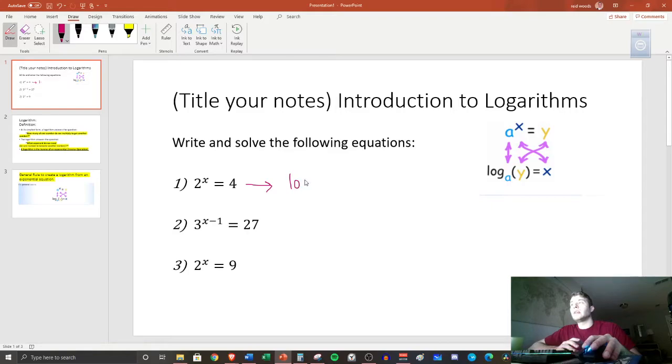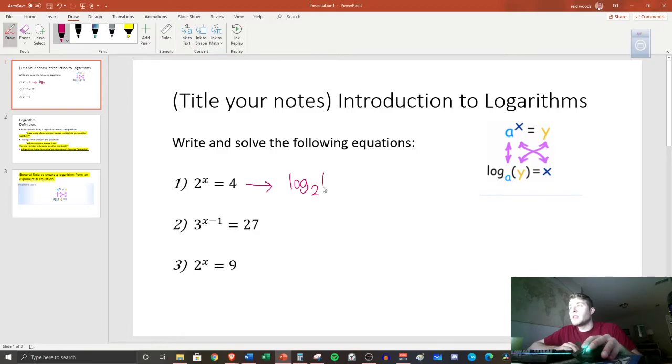So it's log, always log. And then we have this subscript, this little a right here. That is our subscript that we're going to be using. It's always going to be this base. So what is our base in this one? Well, it's 2. Log base 2.